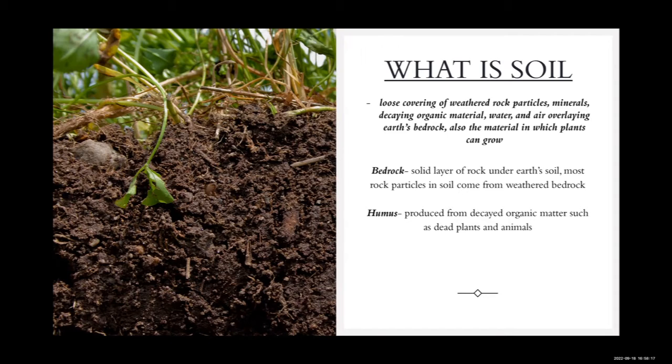And then we have humus. So this is produced from decayed organic matter such as dead plants and animals. So these are all different things that make up soil. Parts of rocks, often parts of bedrocks, and humus. So you've got the rock coming from below primarily, the rock components, and the humus components coming from above.